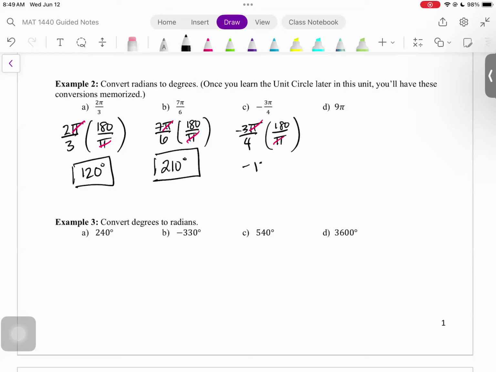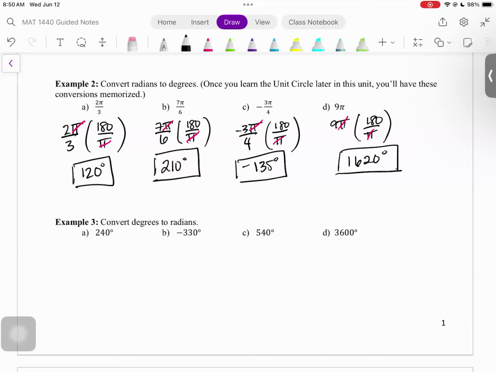This is negative 135 degrees. 9 pi times 180 over pi. Now, a quick observation, remember that 2 pi is 360 degrees. Since now we're looking at a value much larger than 2 pi, our angle measure in degrees is going to be much larger than 360 as well. 9 times 180, this is 1,620 degrees.